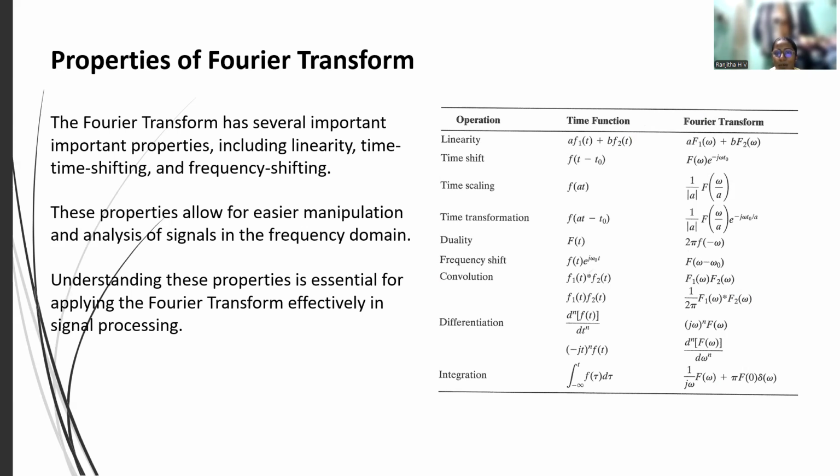Here we can see the operation, that is linearity. The time function is a f1 of t plus b f2 of t. Next we go for the Fourier transform. We will get a capital F1 of omega plus b into capital F2 of omega. Then time shifting, f of t minus t naught. In the Fourier transform, it will be F of omega into e power minus j omega t naught.